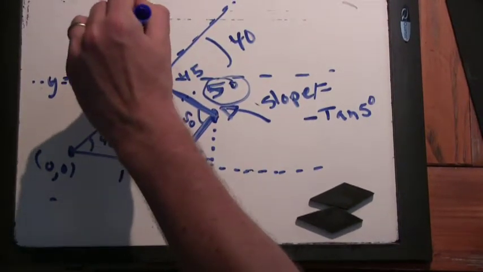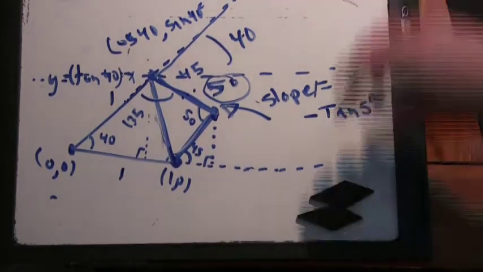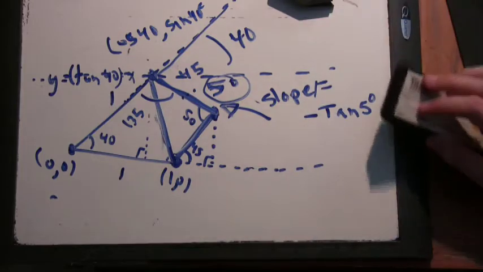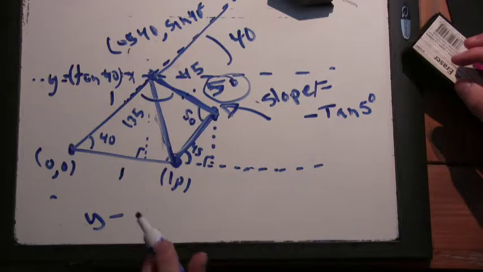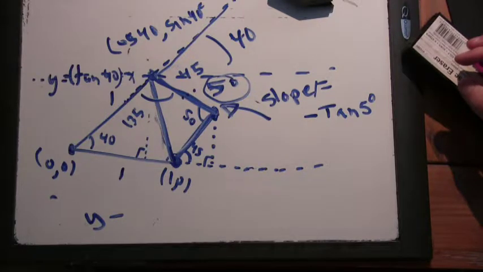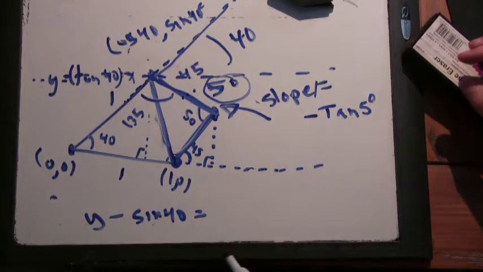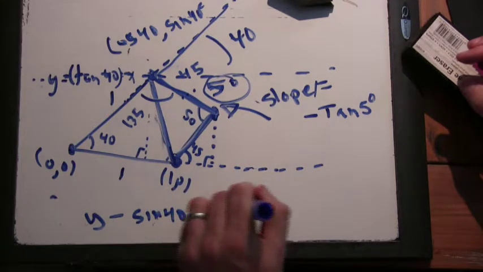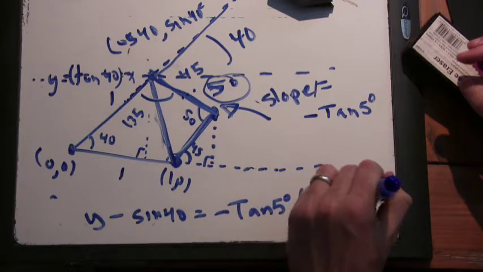So cosine 40, sine of 40. So what does the point slope formula tell you? So it says y equals... No, point slope, not slope intercept. Okay, so it's y minus sine 40 equals minus tangent of 5 times x minus cosine 40.